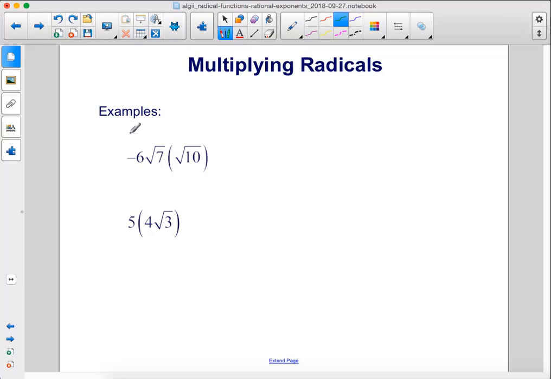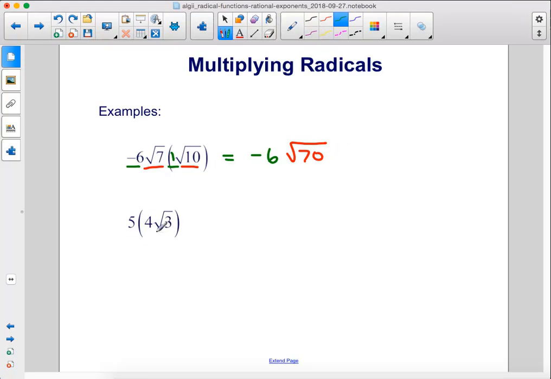Here's some examples. Negative 6 times the square root of 7 times the square root of 10. Alright, so the coefficient of square root of 10 is just 1. So if we multiply negative 6 times 1, we get negative 6. The square root of 7 times the square root of 10 gives us the square root of 70.